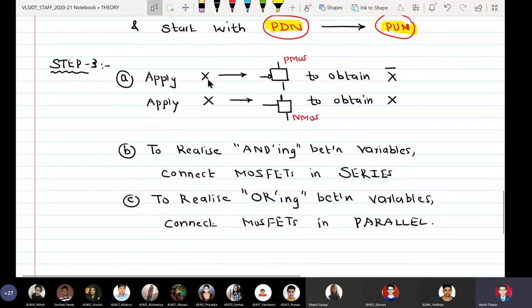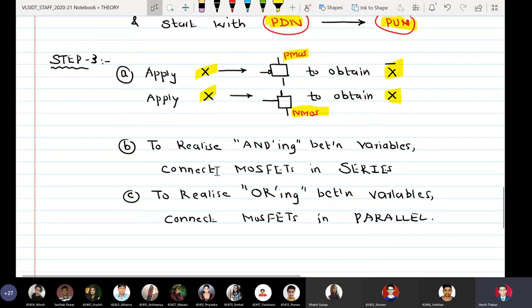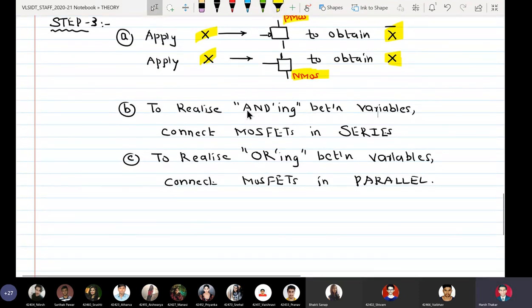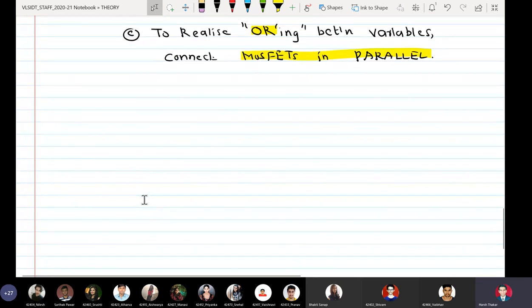Step number 3 is this. Apply x to PMOS to get x bar. Apply x to NMOS to get x. The most important thing is the hardware, or physical, connectivity between MOSFETs. To realize an ANDing operation between variables, connect MOSFETs in series. To realize ORing, connect MOSFETs in parallel. That's it. There is no other rule required. So now we will directly start creating the schematics for NAND gate, NOR gate, OR gate, AND gate, etc. It's very simple.